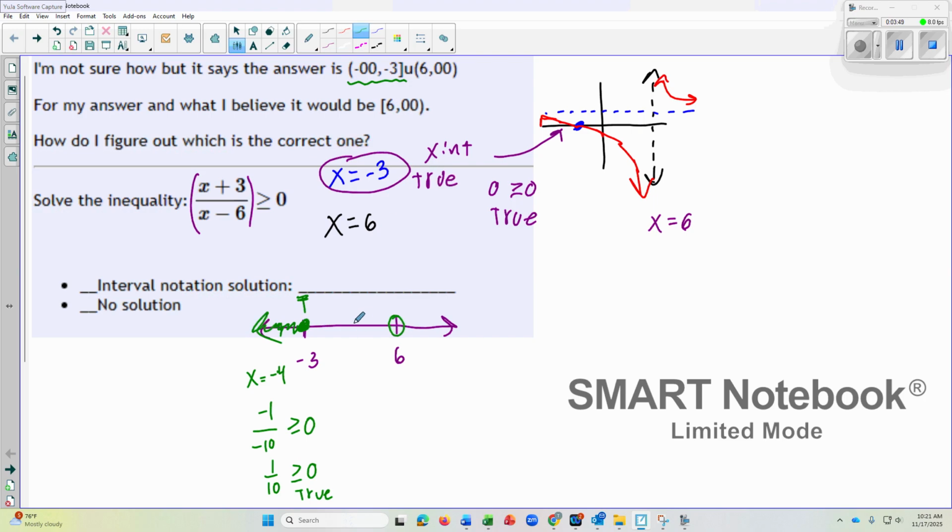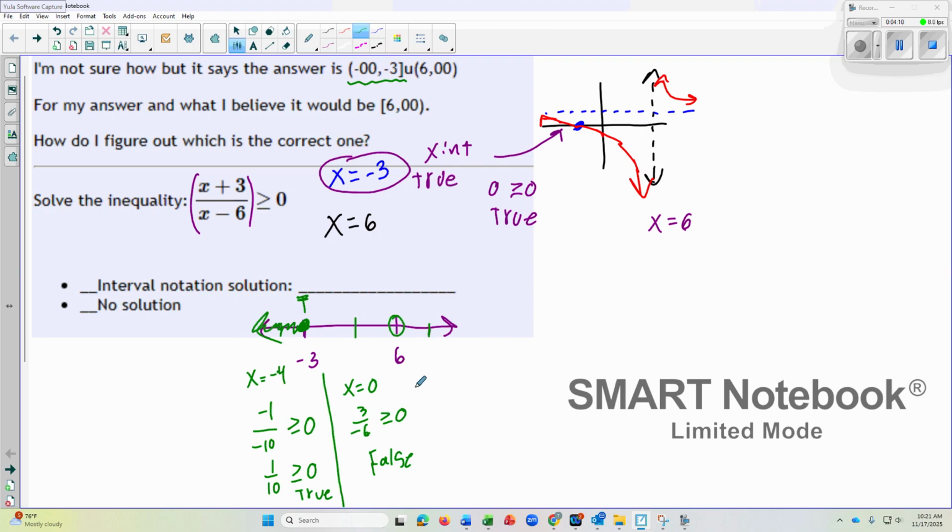Then you could test something here. 0 is always a good one to test if it's available. So if you were to plug in 0, you'll get 3 divided by -6 is greater than or equal to 0. Well, you have a negative ratio right there. So this one's going to be false. That means that that subsection does not work. So you don't want to shade that.